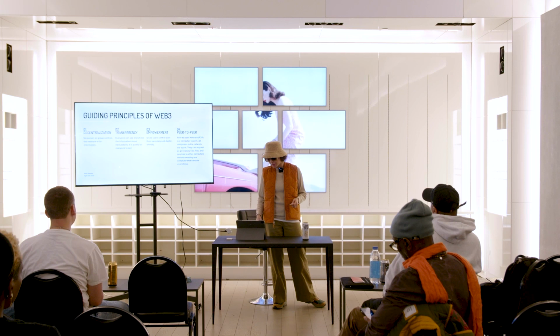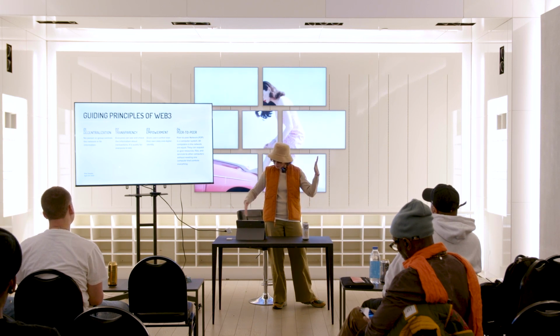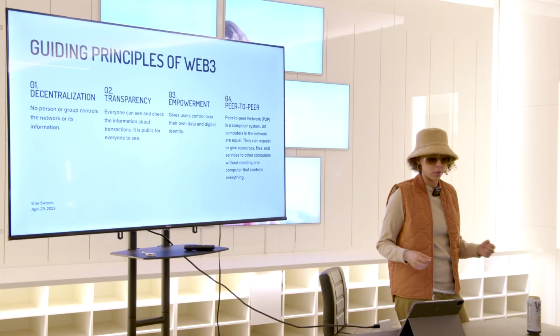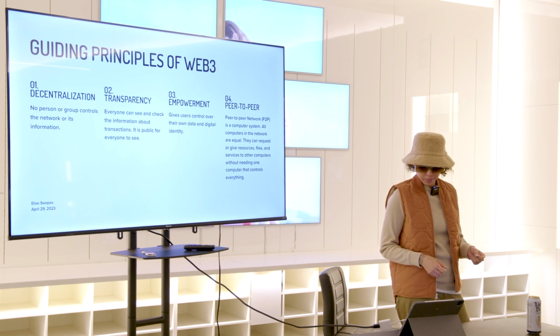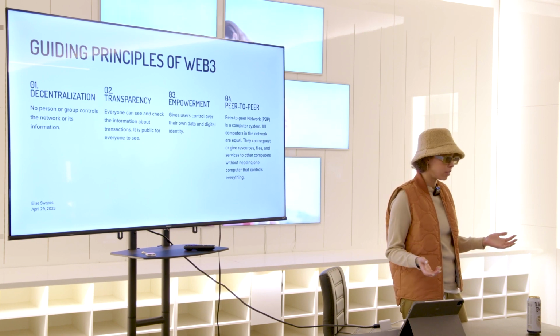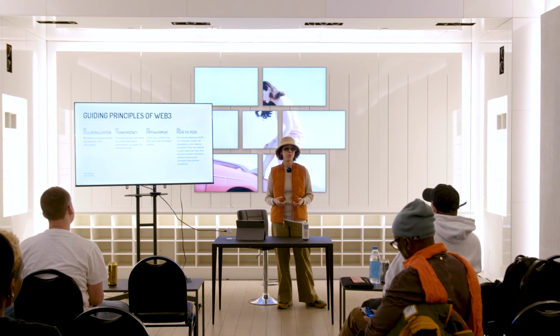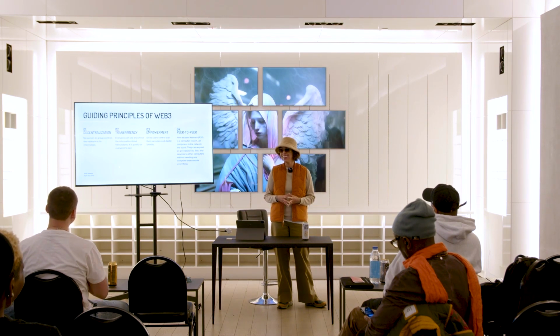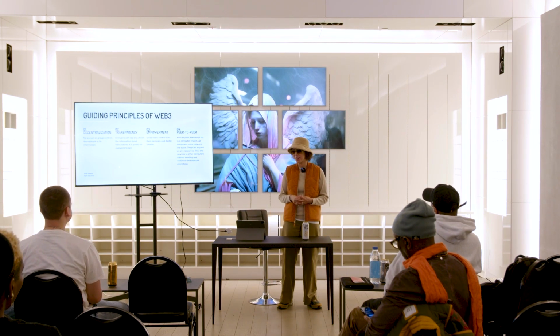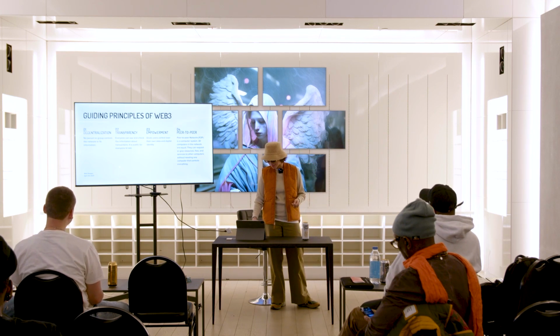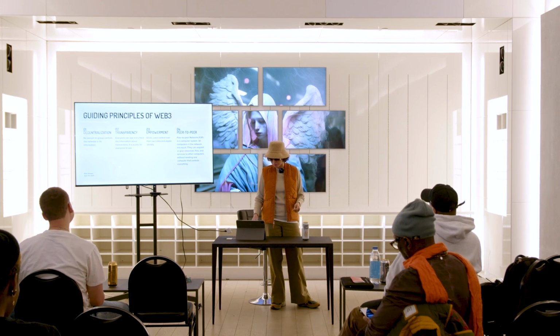And peer-to-peer. A peer-to-peer network is a computer system, and all computers in this network are equal, okay? And that's really what we're going to be getting down to today, is this peer-to-peer network, knowing that each one of us has the same size square. We do. I know you're excited about your square. I'm excited about your square. And in turn, we're all being able to request and give resources, file services to other computers without needing one computer that controls everything.